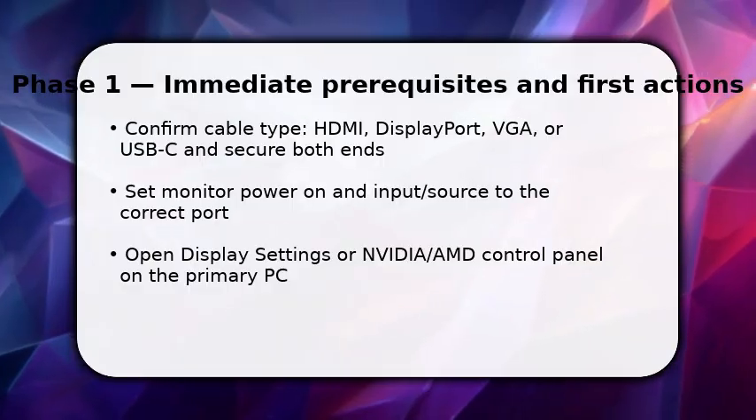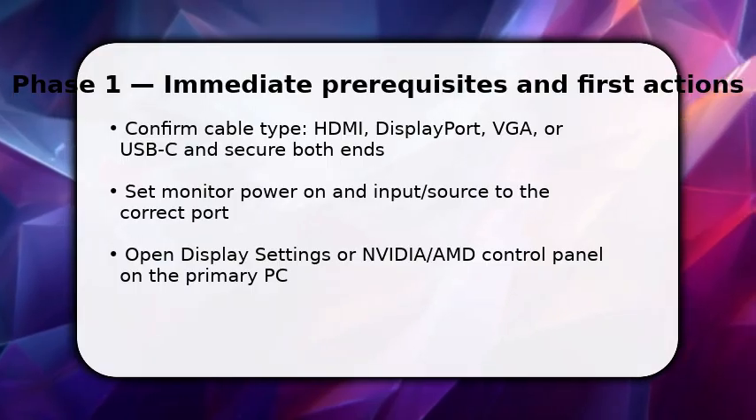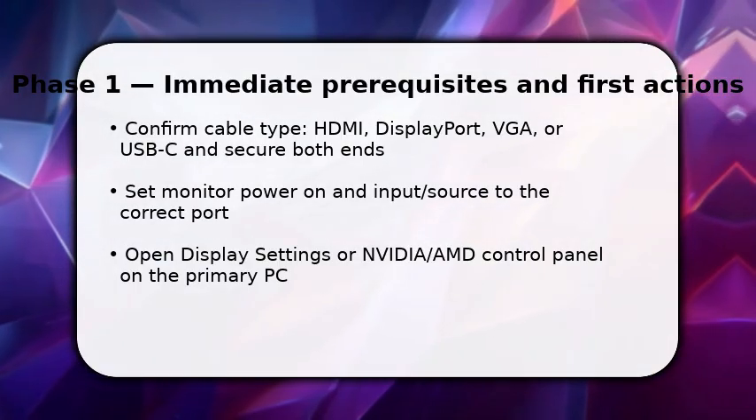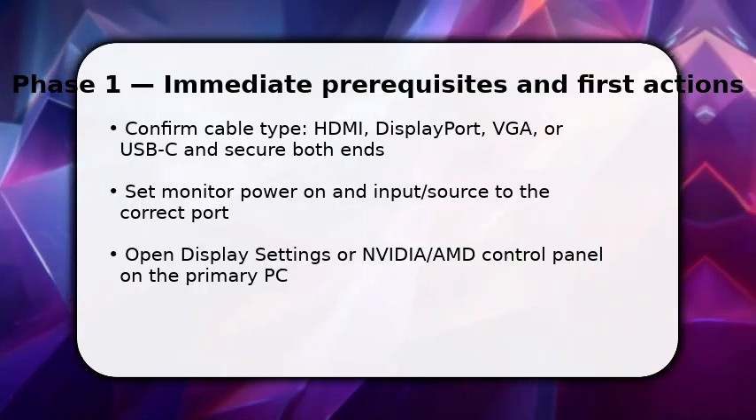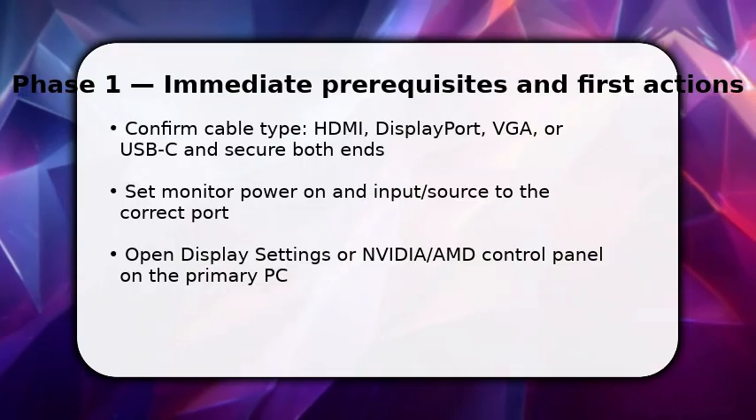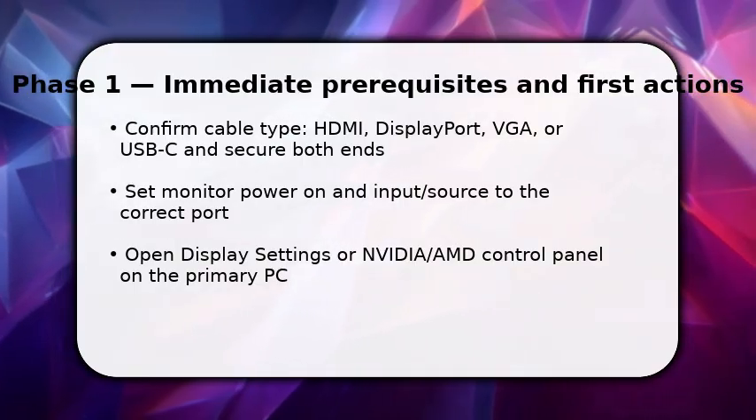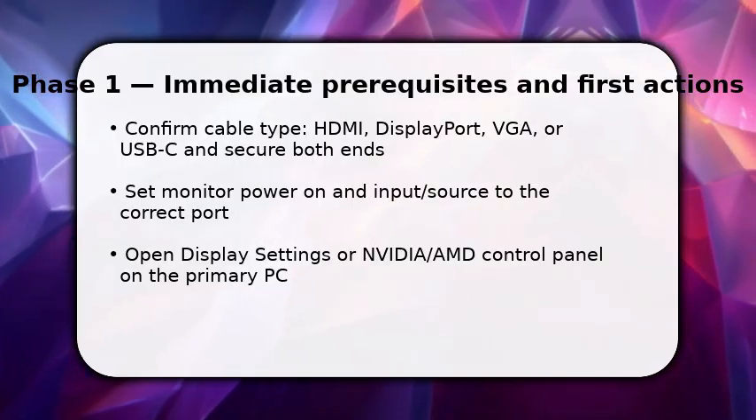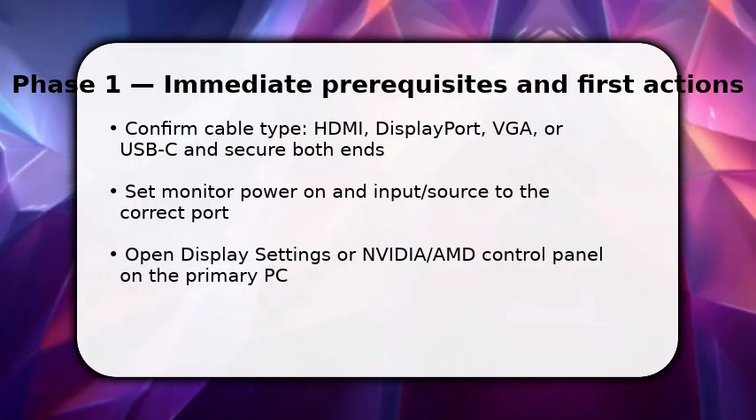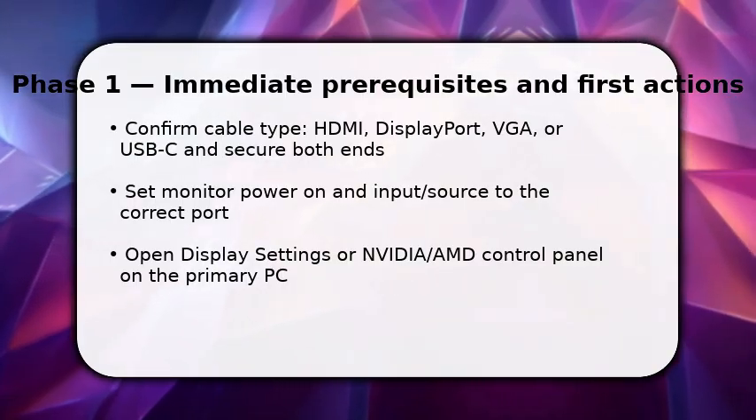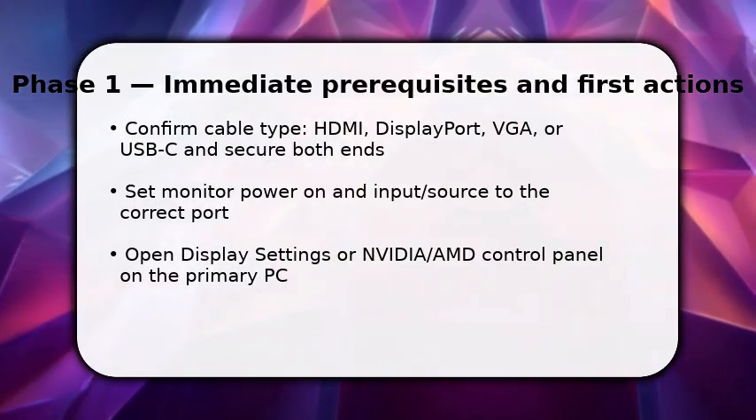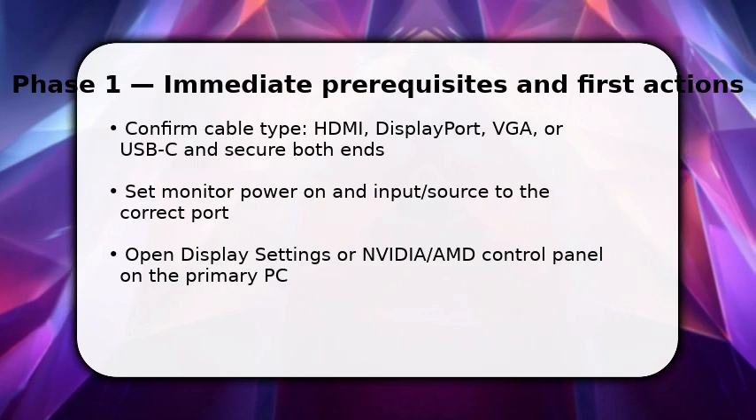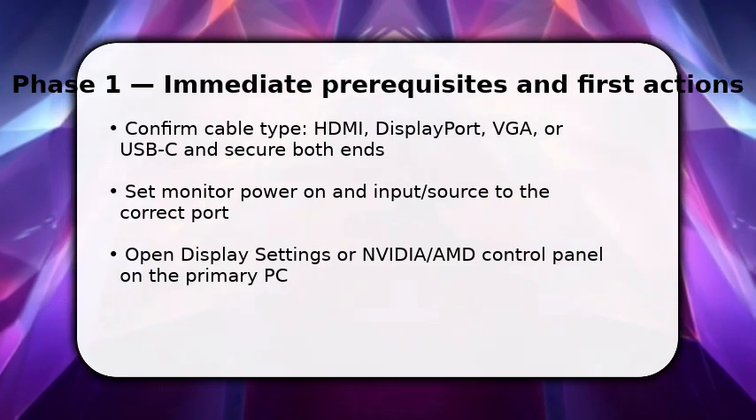To start, inspect the physical connection and set the monitor to the correct input. Make sure the cable is fully seated at both ends. Wiggle test to confirm. On your PC, open Display Settings or your GPU control panel and detect the second display. If the monitor shows no signal, try an alternate cable or port immediately. These quick checks eliminate common hardware and input mistakes, so you can move to resolution configuration without wasting time.